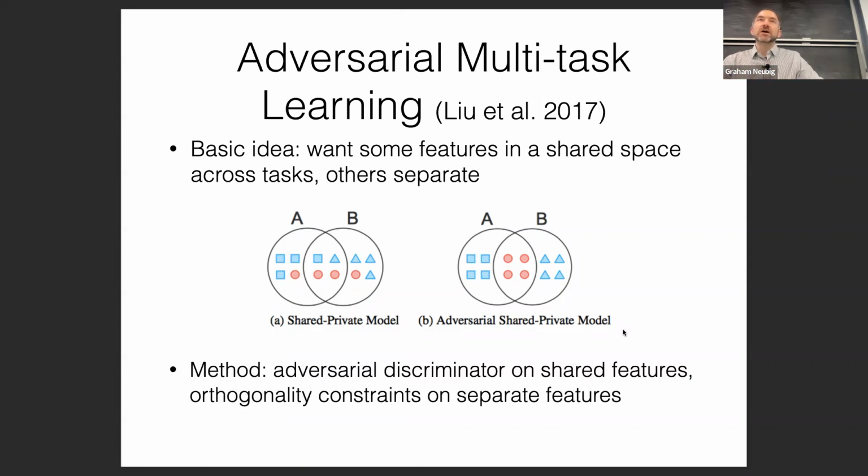In this particular case, the adversary is a task discriminator. So it tries to discriminate which task you are handling, to learn task invariant features.